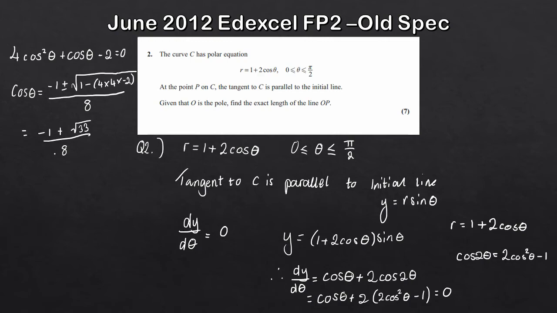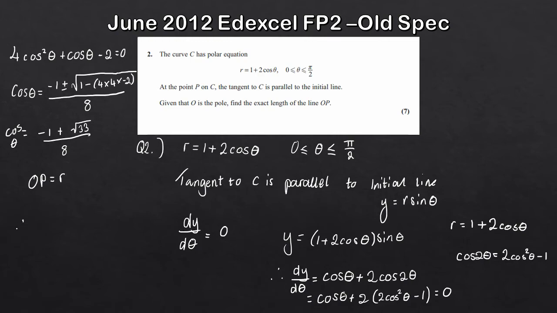Okay, now we're told about the pole, we just want the exact length of the line OP, so in other words, OP is just simply r. Okay, so r like we've got in the question, but all we've got to do here now is use what we've worked out for cos theta, which is this here. So we substitute this back into r, like I said before, and we're done with the question.